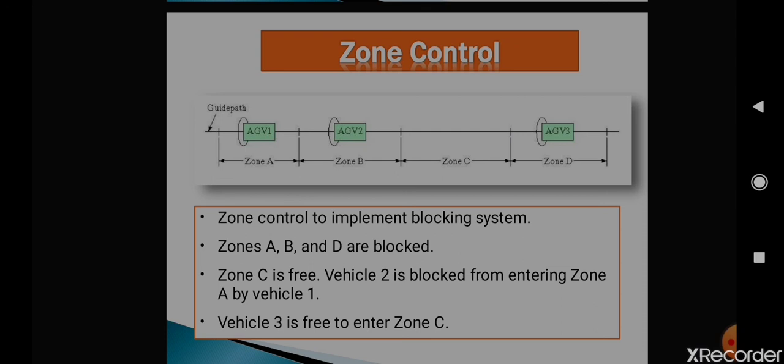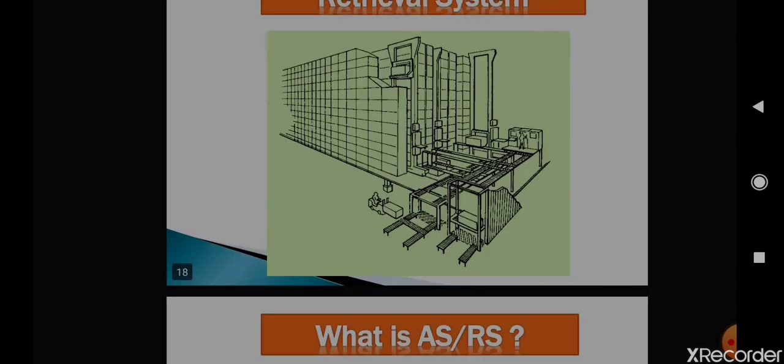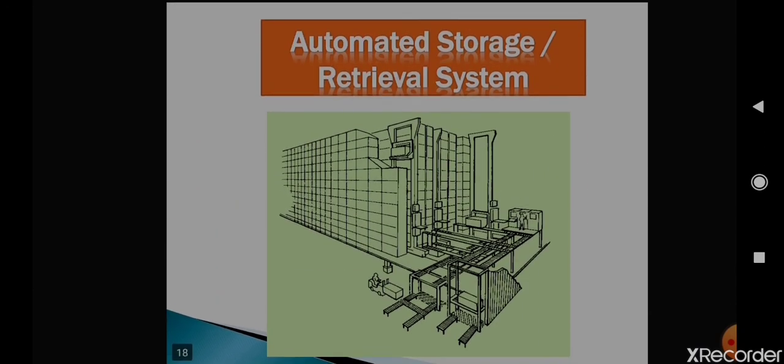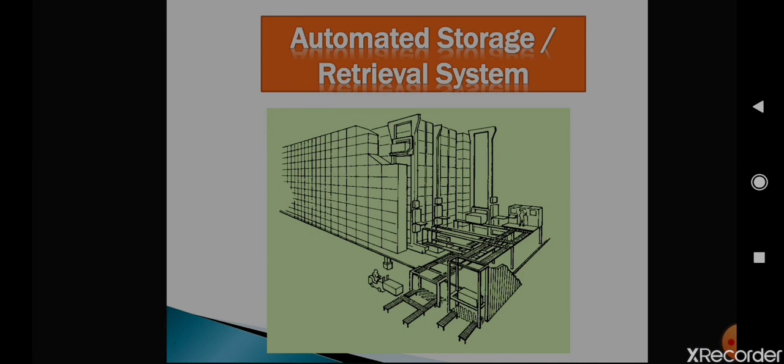Okay, these are the AGVs, and in the next class we'll see the automated storage and retrieval system, which is used to place the components from one place to the other, and it is usually used for storing as well as for retrieving the components.